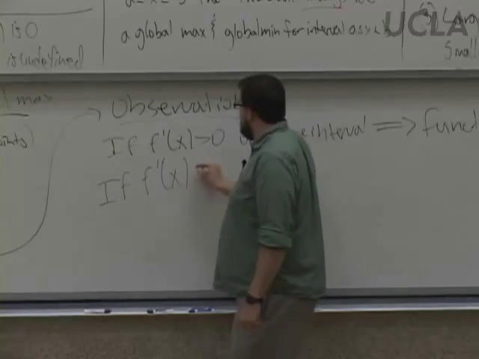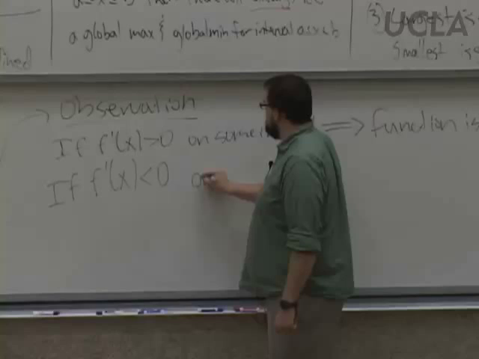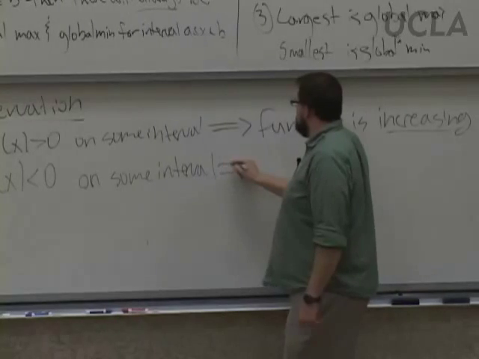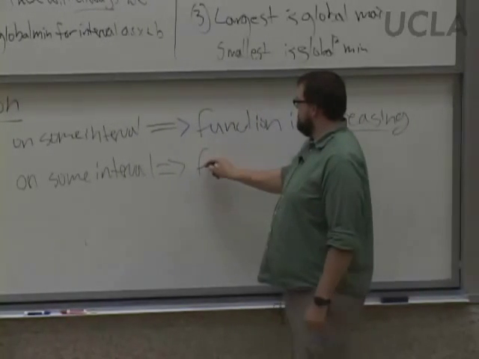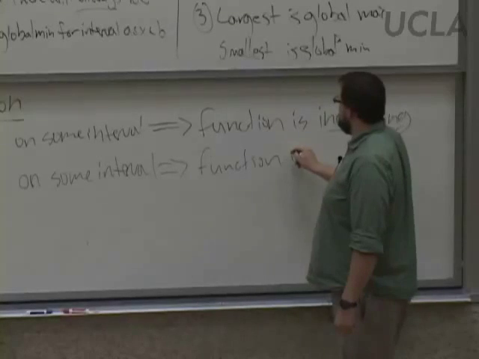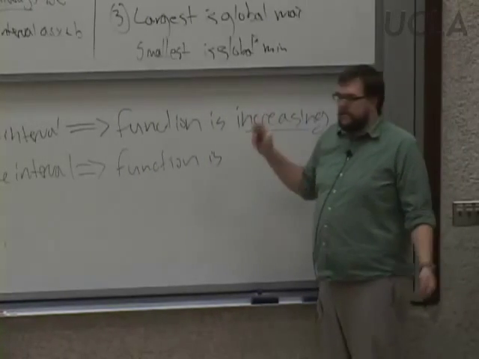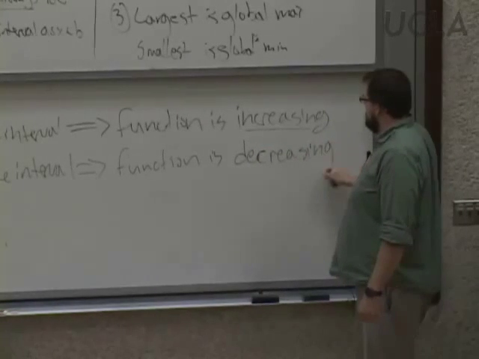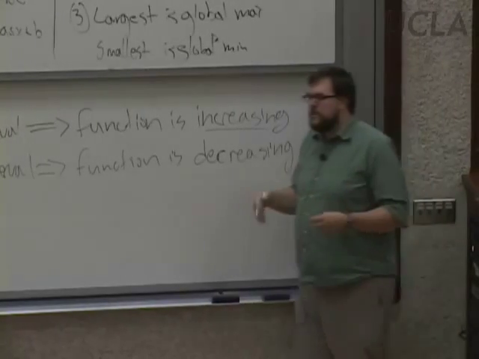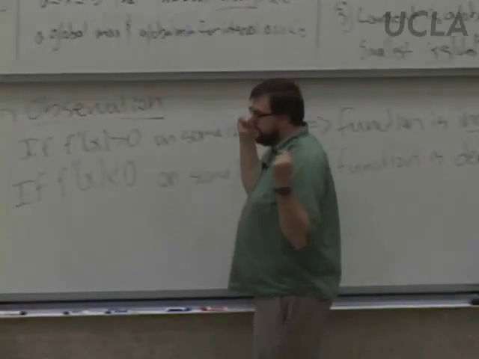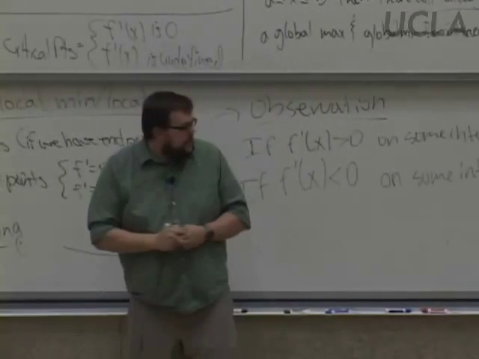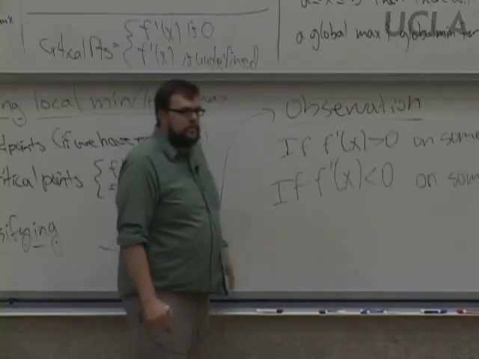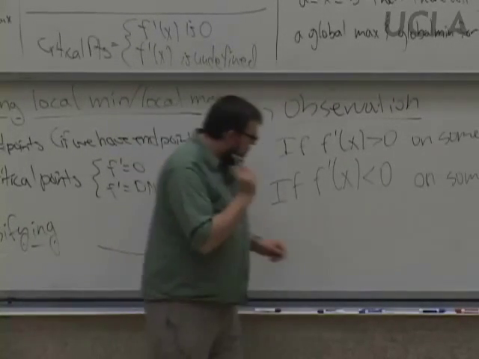OK. Well, lo and behold, there's a related fact. If the derivative is negative on some interval, what does that tell us? Well, probably it's something very similar. The function is, and then we think, what's the opposite of increasing? Decreasing, yeah. OK. All right. So intuitive. Your derivative is positive, you're going uphill. Your derivative is negative, you're going downhill. And these are the two observations that we're going to use to figure out how to find if a point is a local min or a local max, along with one other fact.